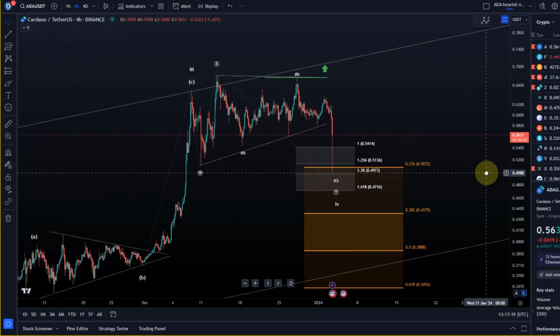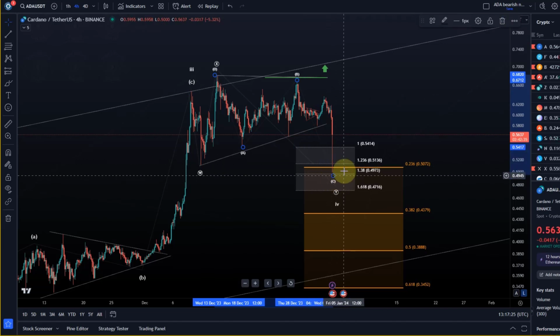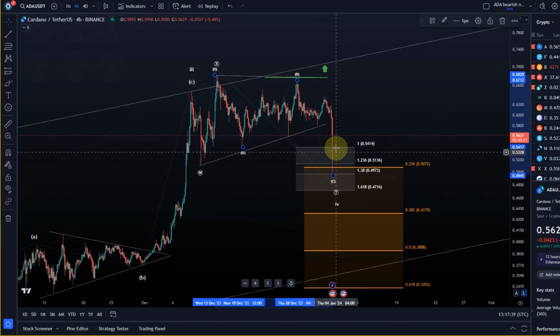Basically, as explanation, I communicated an initial target area for wave C to watch for reactions. Well, we've seen a reaction, right? So you might have entered some positions here. If you did, you can just move up the stop loss to break even, or you might want to consider that. That's obviously up to you. Now, it could still come down further.